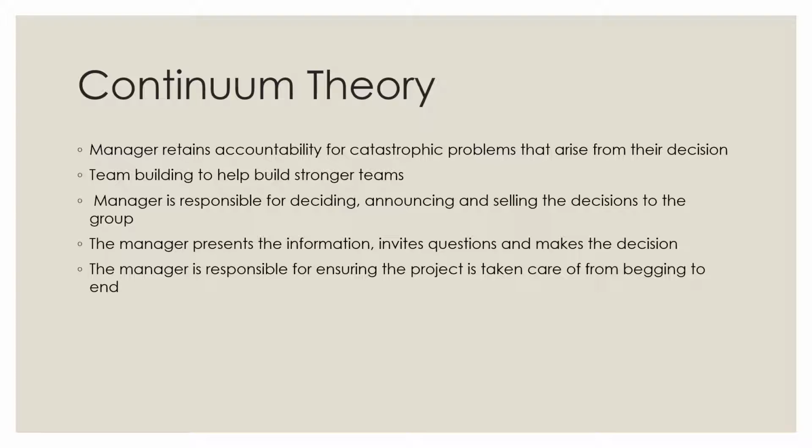The continuing theory we're going to discuss is where, like I said a few seconds ago, the manager has the accountability for something catastrophic that's happened. They are giving the team the direction: okay, this is what I want you to do. You guys have the freedom to do it. But if something goes wrong, the manager is going to take the heat, take the full responsibility, and could possibly lose their job. Whereas if something goes right, the team gets the kudos, they get the praise for it.